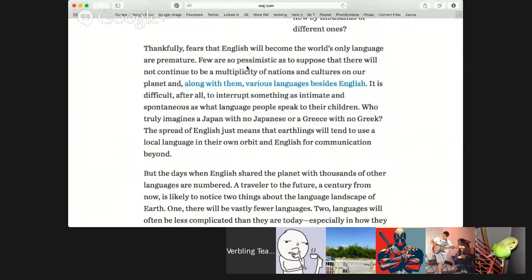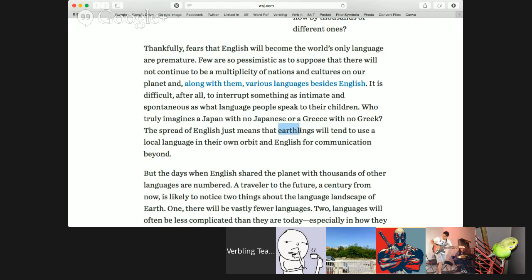Thankfully, fears that English will become the world's only language are premature. Few are so pessimistic as to suppose that there will not continue to be a multiplicity of nations and cultures on our planet, and along with them, various languages beside English. It is difficult, after all, to interrupt something as intimate and spontaneous as what language people speak to their children. Who truly imagines a Japan with no Japanese or a Greece with no Greek? The spirit of English just means that Earthlings will tend to use a local language in their own orbit, and English for communication beyond.